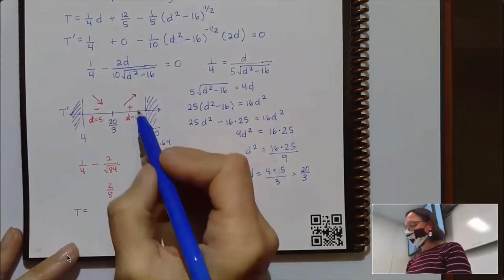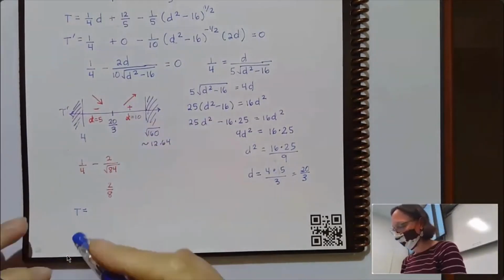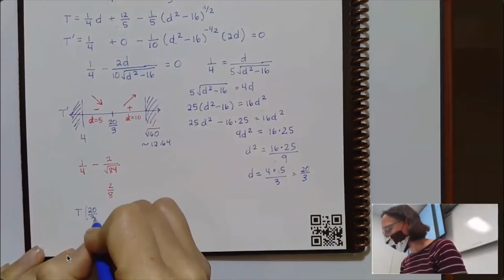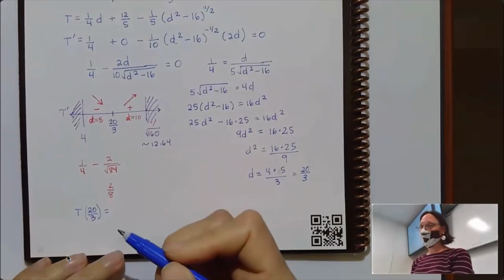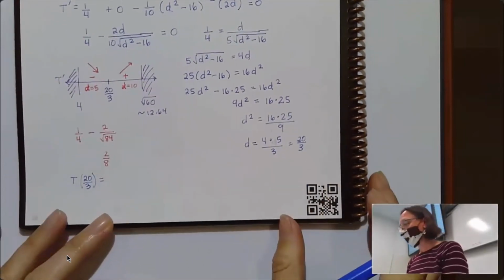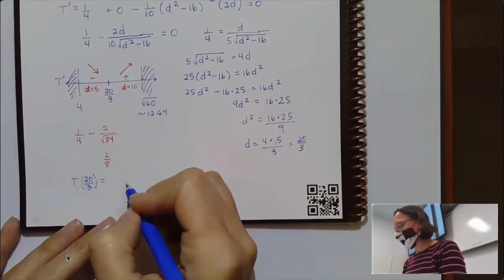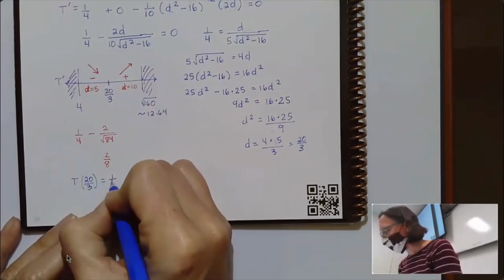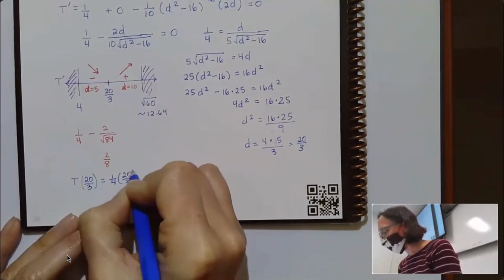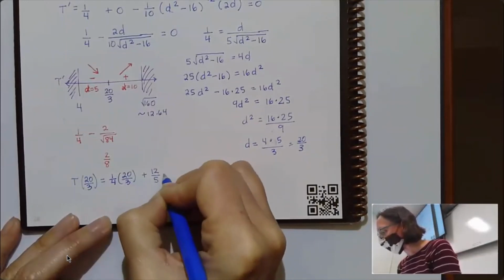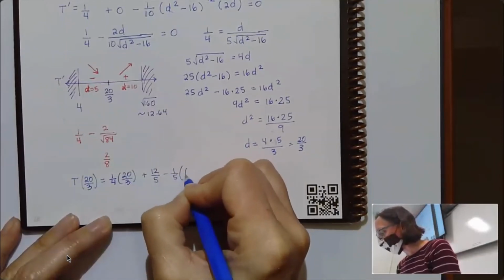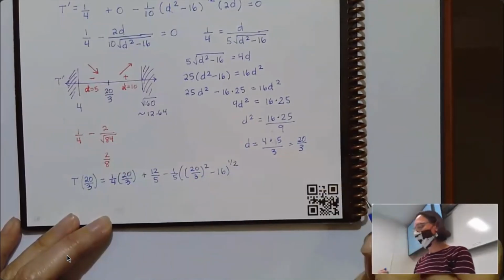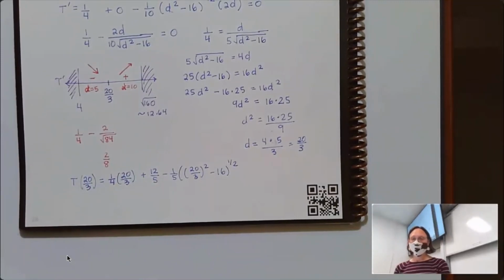So we know that D is 20/3. And we are looking for the time at 20/3. And again, if I don't have a calculator, I probably am not going to try to simplify that. I'm just going to leave my time as saying 1/4 of 20/3 plus 12/5 minus 1/5 of 20/3 squared minus 16, all to the 1/2 power, and call it a day. Whatever that equals.